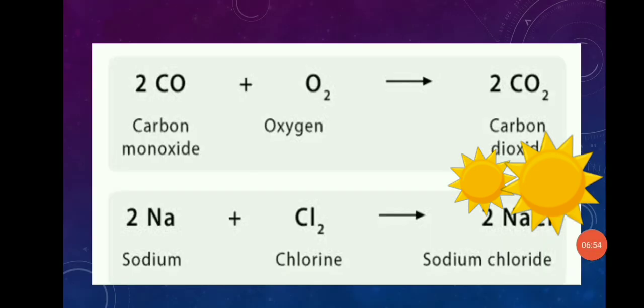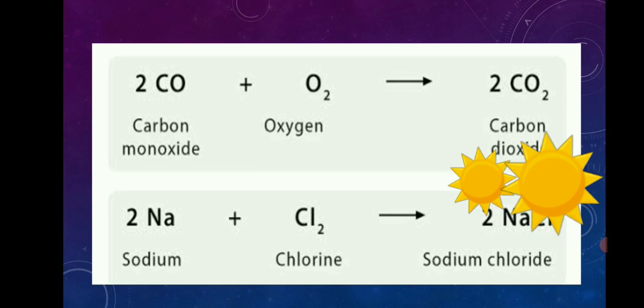There are a few examples of chemical equations, like sodium is symbolized as Na and chlorine is symbolized as Cl2. Whenever these two reactants combine, they give us sodium chloride, that is NaCl, and it is a product. So this is our reactant and this is our product of a chemical equation.